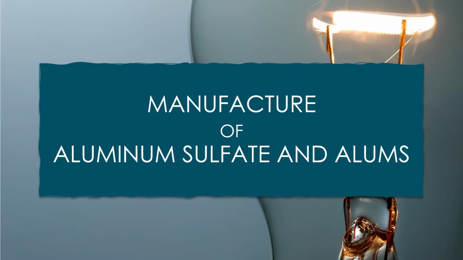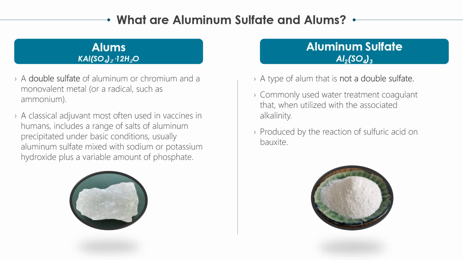Next, we will discuss the manufacture of aluminum sulfate and alums. What are aluminum sulfate and alums? Alums are a double sulfate of aluminum or chromium and a monovalent metal. It is a classical adjuvant most often used in vaccines in humans, and includes a range of salts of aluminum precipitated under basic conditions. Alums usually are aluminum sulfate mixed with sodium or potassium hydroxide plus a variable amount of phosphate.